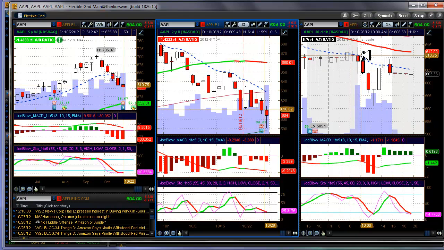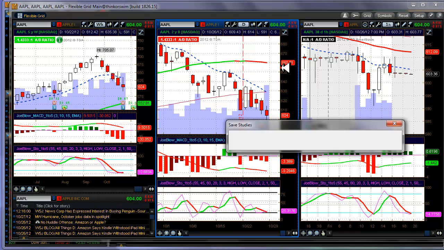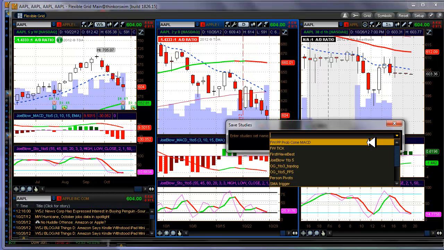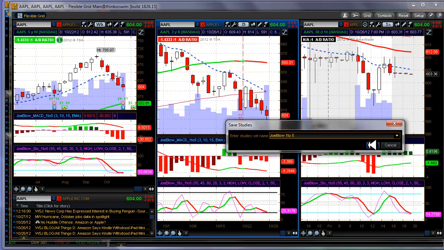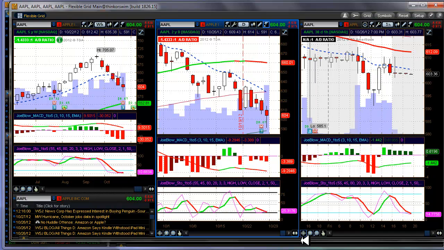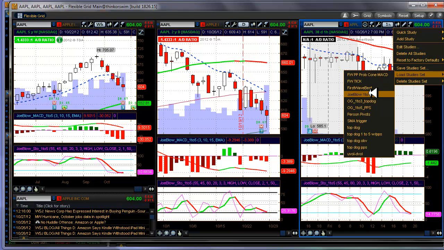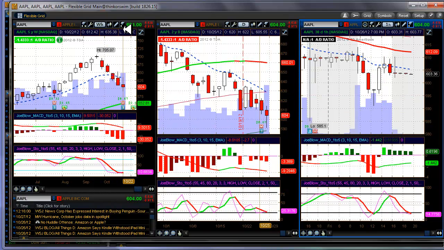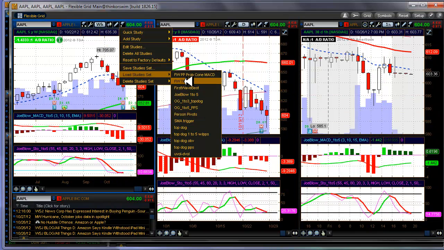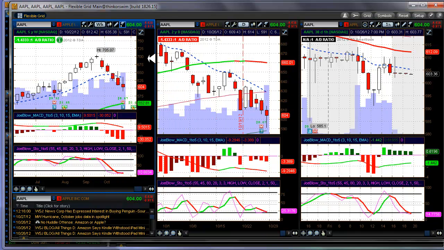I think that's it. So we want to make sure that we go here and we say, which one is it here? This one. We want to save the study set, and our study set was called Joe Blow. So we save it, and then to bring it up on the other ones, we just say load study set. So we're going to load study set Joe Blow, and we go over to this one and we say load study set Joe Blow.